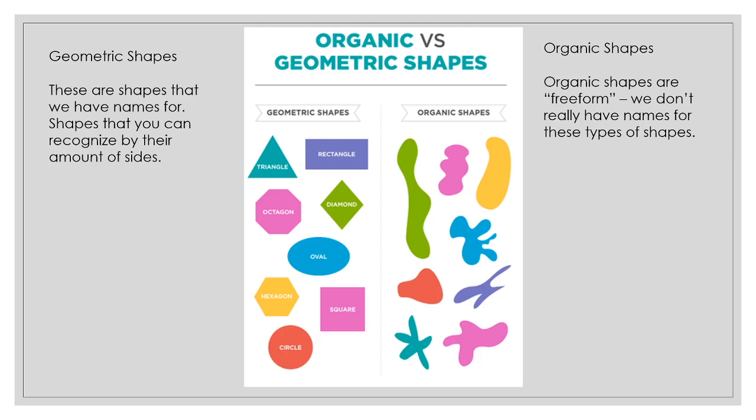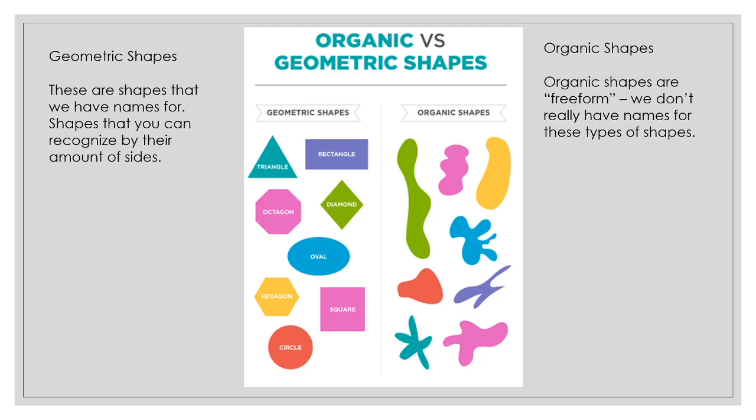An organic shape is like a free form kind of shape. We don't really have a name for some of these. Some people look at them and just call them blobs. And they are, but you know, I like to think of them as other things. Like you could see those as clouds, you could see those as paint splatters, you could see that as water.